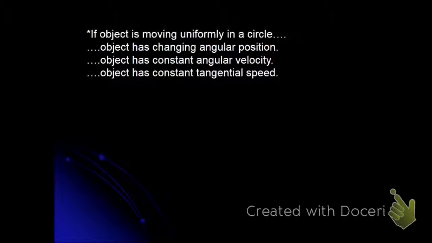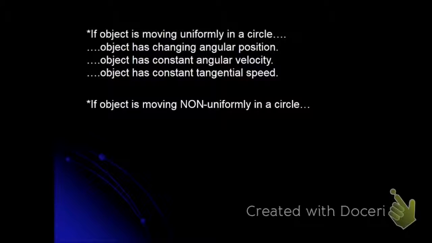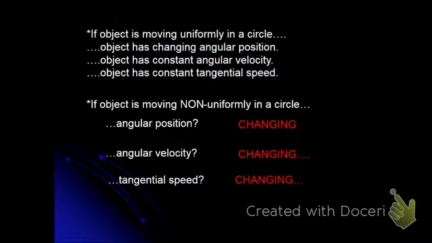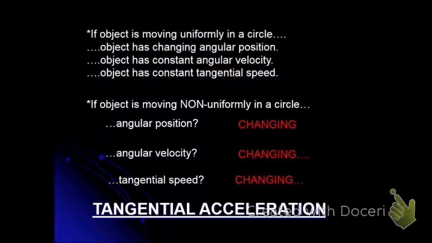Now, if an object is moving uniformly in a circle, we know that its angular position is changing, but it has a constant angular velocity and therefore a constant tangential speed. But if something's moving non-uniformly in a circle, like it's spinning up faster or slowing down, then its angular position, of course, is still changing, but now its angular velocity is also changing, and so its tangential speed is also changing. And if that tangential speed is changing, it must be accelerating. So let's talk a little bit about that.